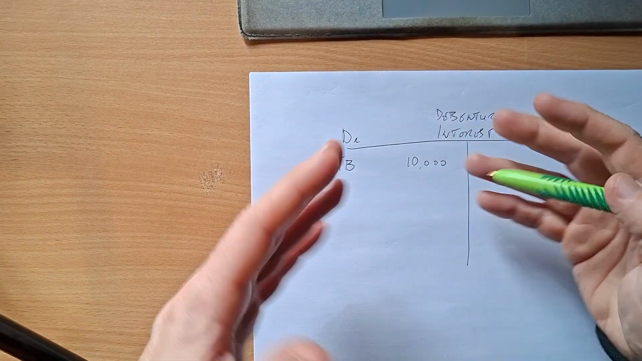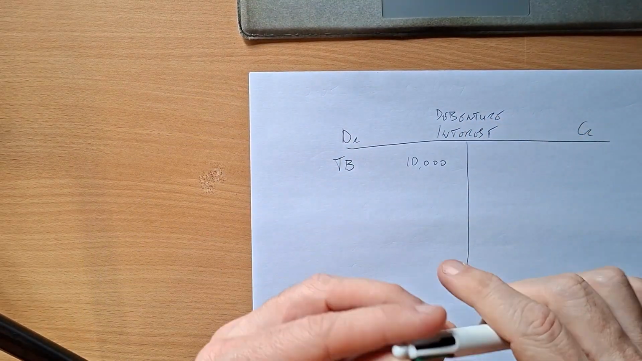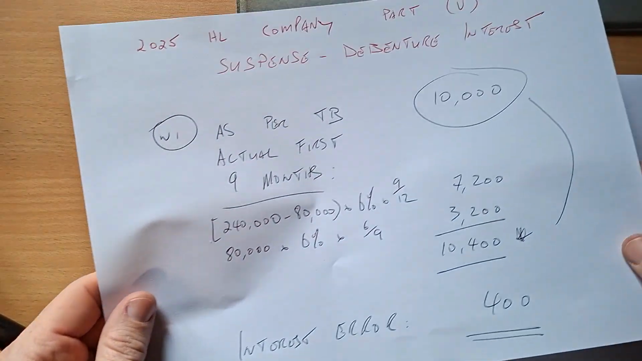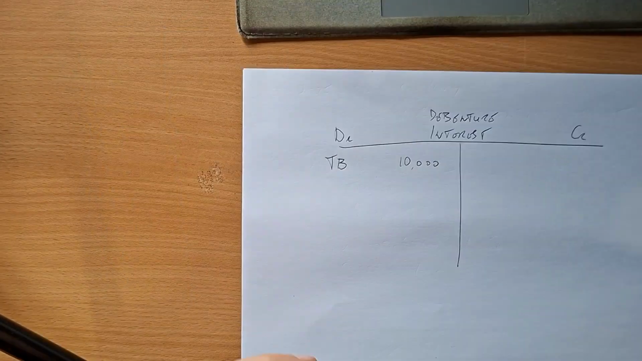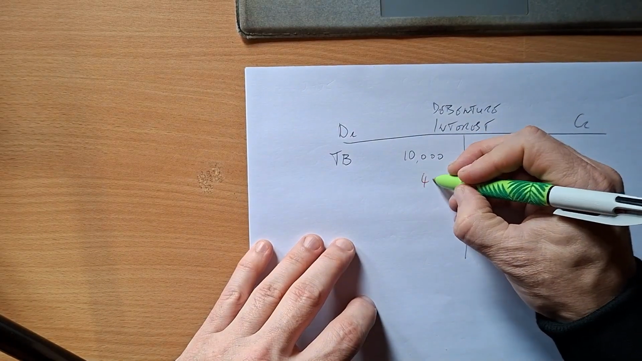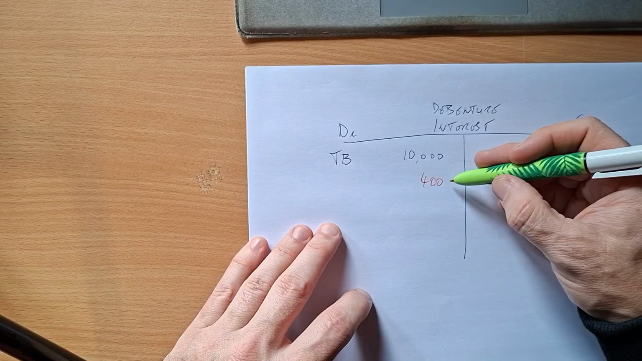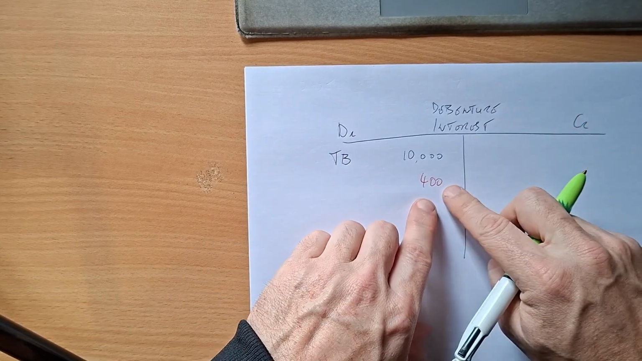So technically speaking, that's an expense. But what I need to do, because we know the figure is meant to be 10,400 there, we need to put another 400 on the debit side of this account. So now you have 10,400 sitting there. That's correct. But of course, what's your double entry?